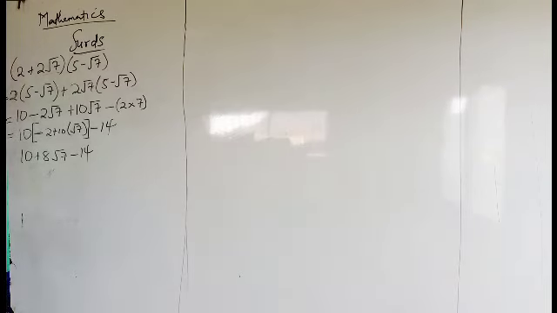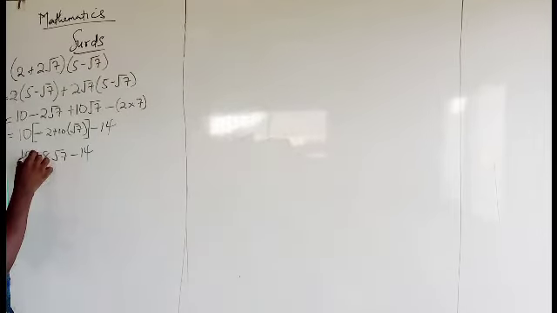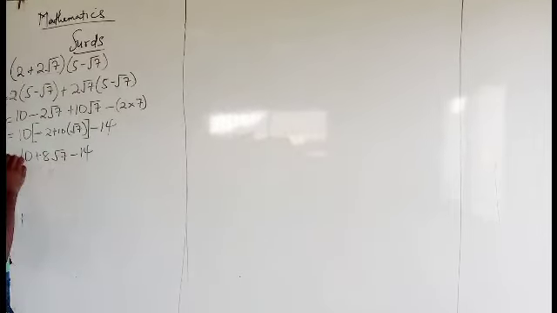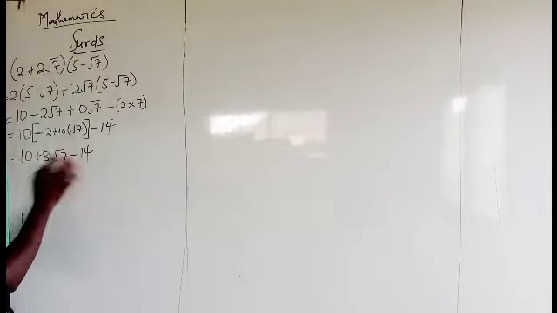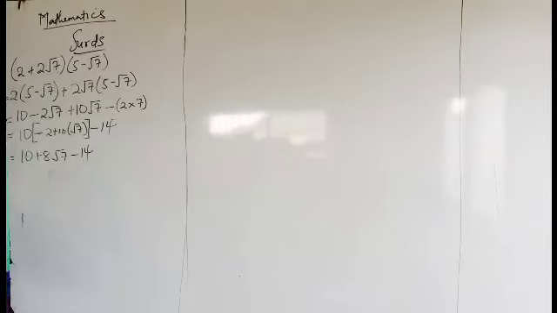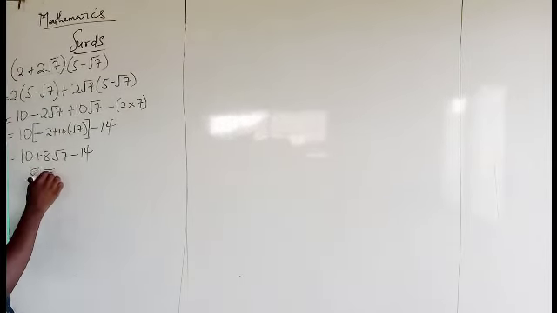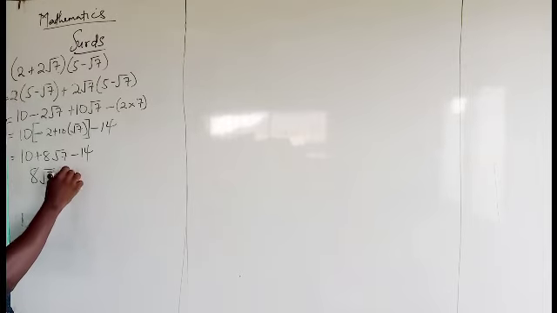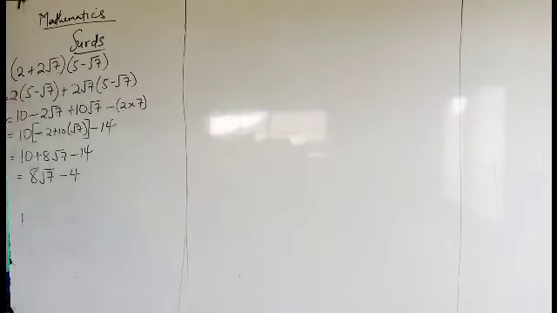Now, let's subtract. Now we are left with these whole numbers here, 10 and 14. So this gives us what? Take 14 from 10, that will be negative. So our answer will be 8 root 7 minus 4. So this is our answer to the question. I hope it's very easy, right? Yes, very simple.